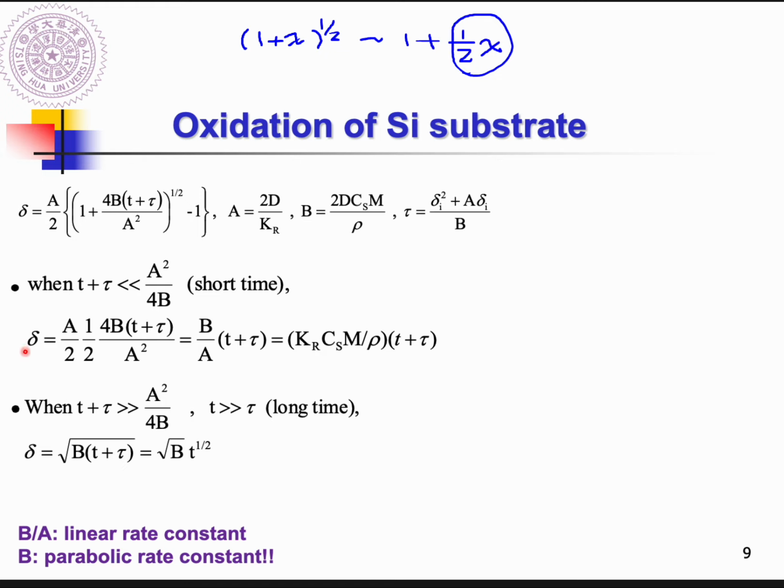So the thickness of silicon dioxide is proportional to b divided by a, and b divided by a, you deleted the d, so you got it proportional to the rate constant Kr, CsM divided by rho. Cs is the concentration, M is the molecular weight, and rho the density. So actually this is a constant, so the thickness delta is directly proportional to the rate constant.